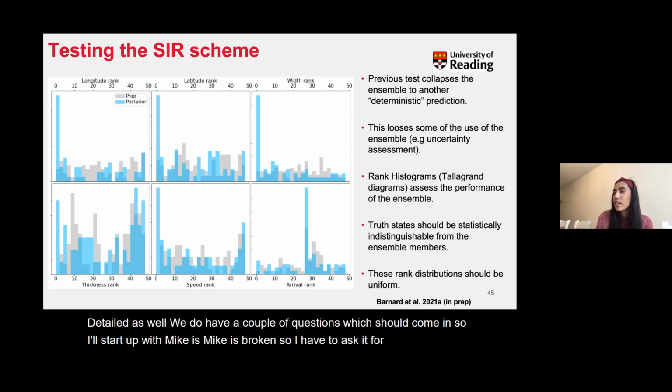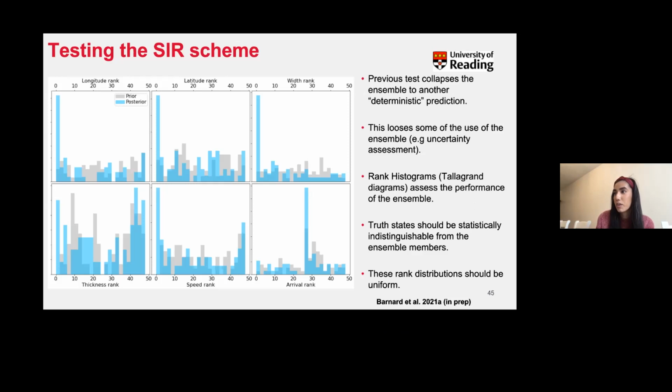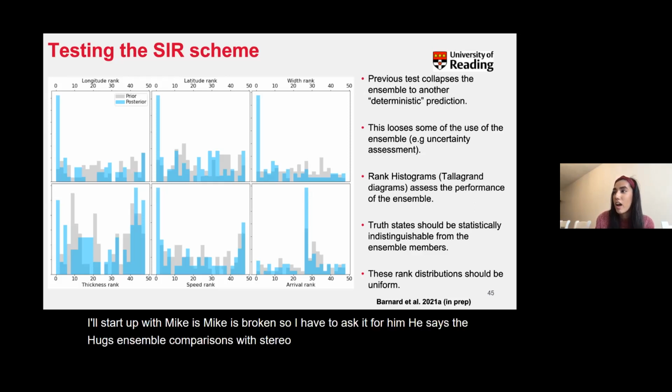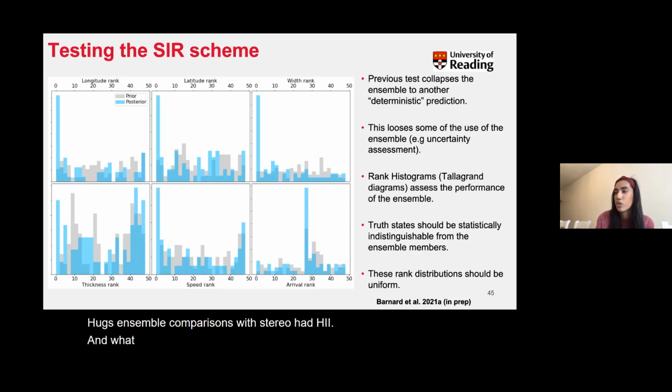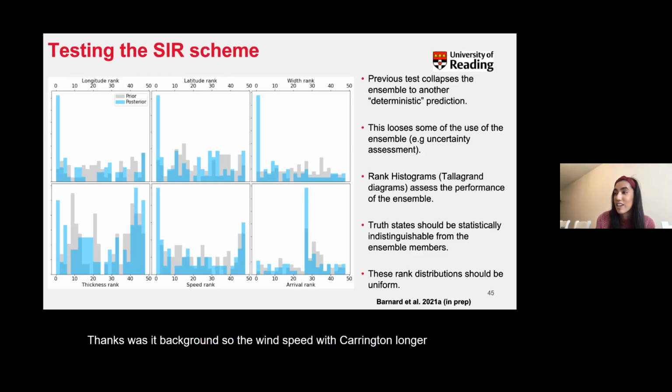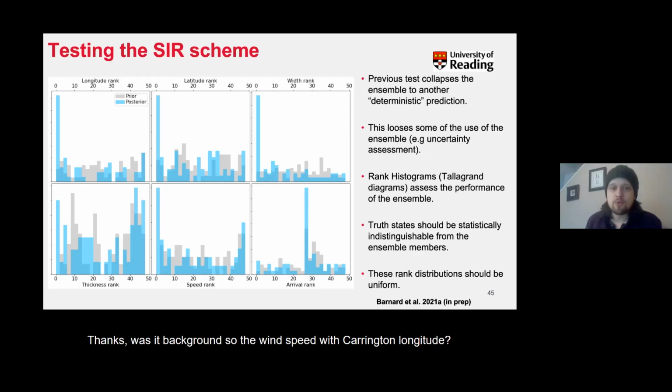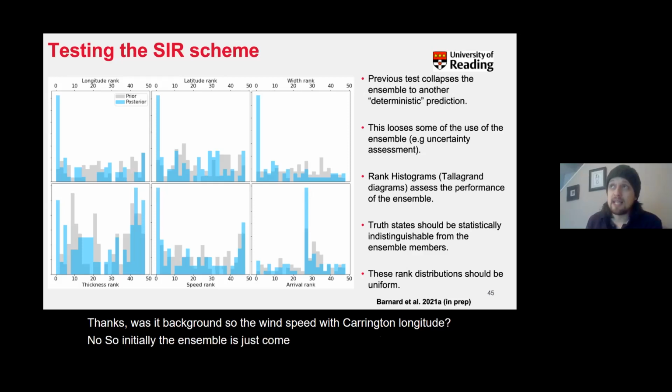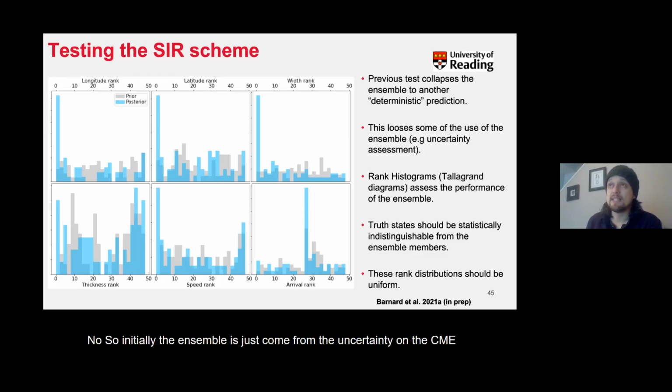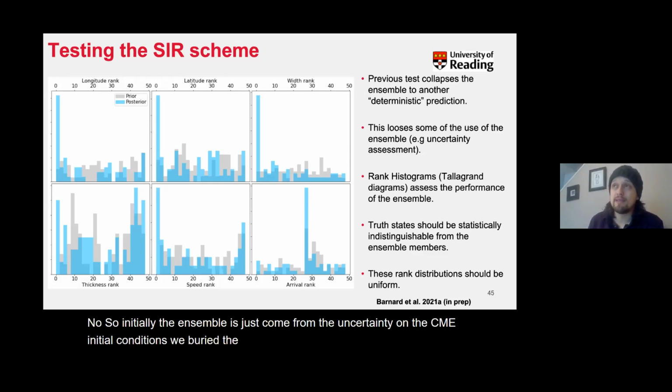He says, the HUXt ensemble comparisons with STEREO HI. What were you varying in initial model conditions? He thinks, was it background solar wind speed with Carrington longitude? Is that right? No, so initially the ensembles just come from the uncertainty on the CME initial conditions.